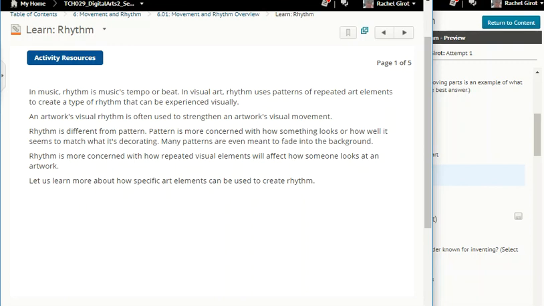Rhythm is different from pattern. Pattern is more concerned with how something looks or how well it seems to match what it's decorating. Many patterns are even meant to fade into the background. Rhythm is more concerned with how repeated visual elements will affect how someone looks at an artwork. Let us learn more about how specific art elements can be used to create rhythm.